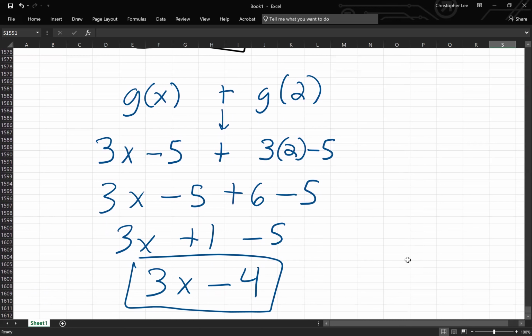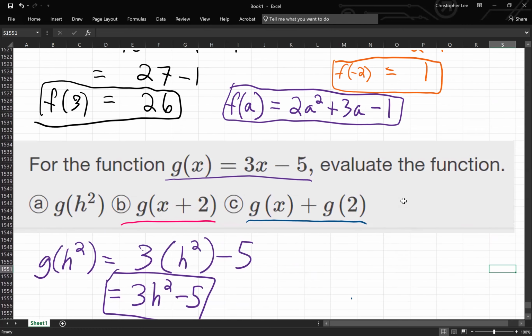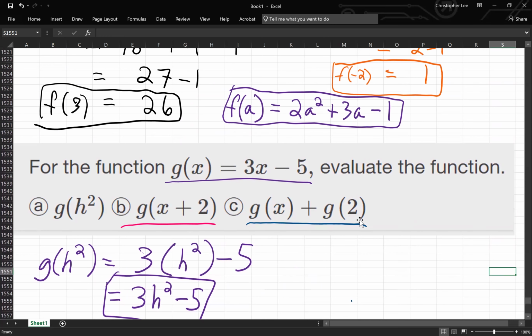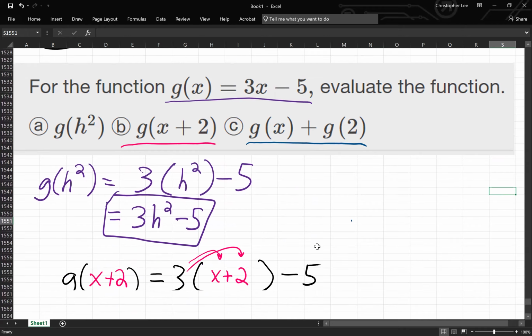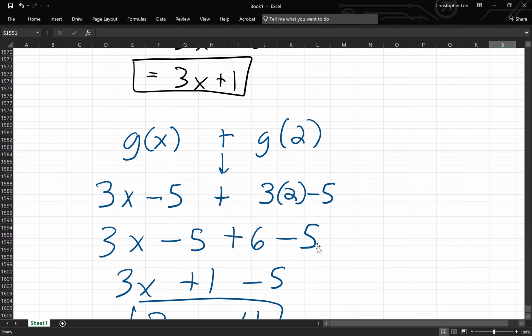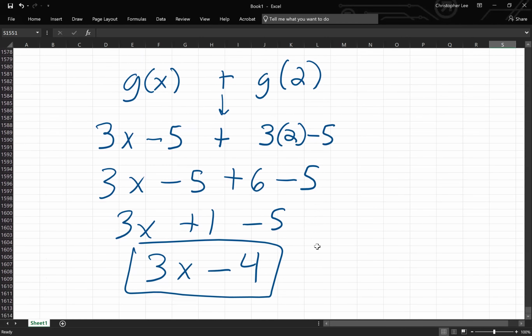Why did it not give g of x times g of 2? Because this is what the question had. They want g of x plus g of 2. So that's why. That's just the way they asked it.